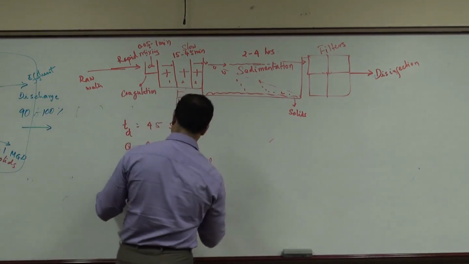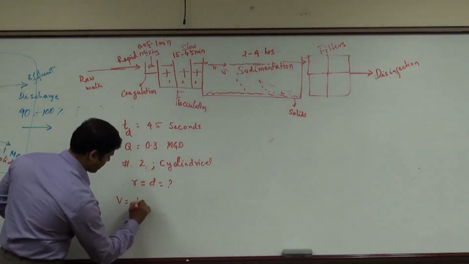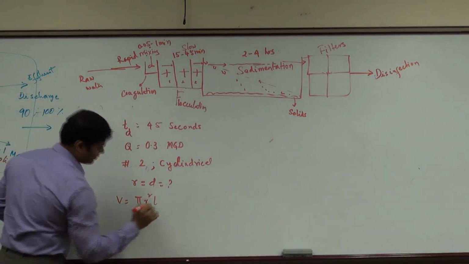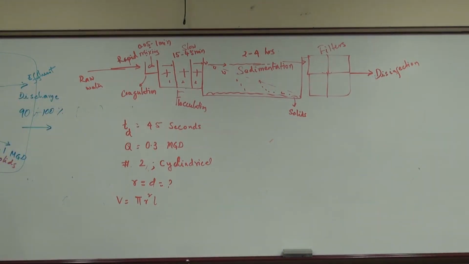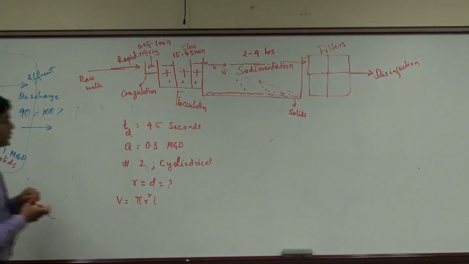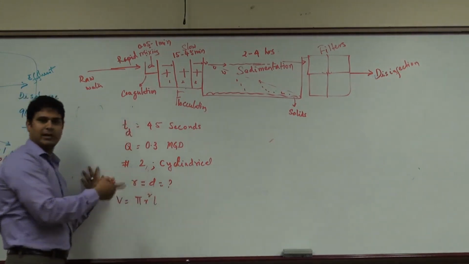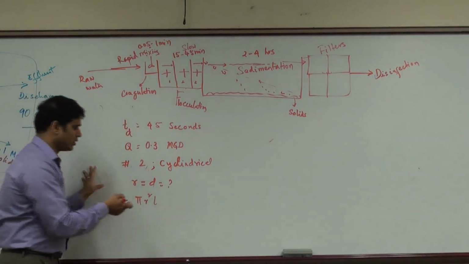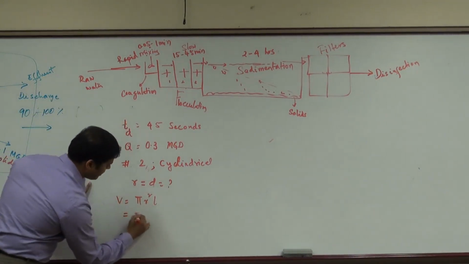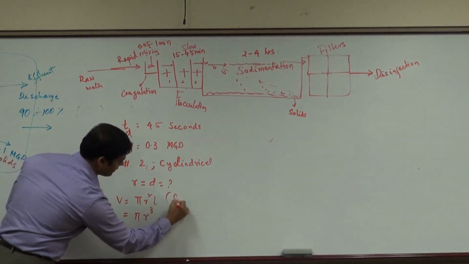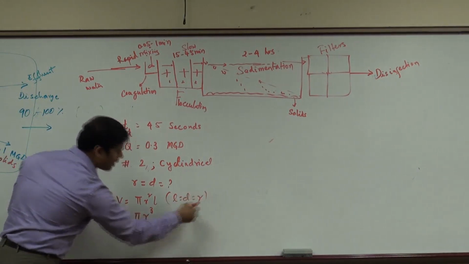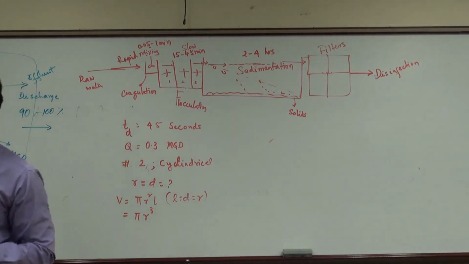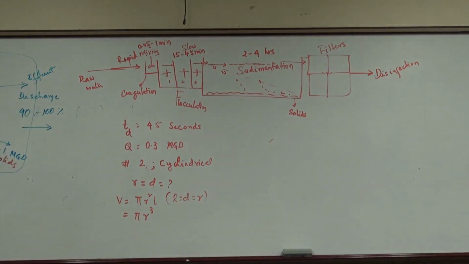First of all, what's the volume of a cylinder? Pi r squared L, right? L is length, but here the length is nothing but the depth of the tank. So I'm going to write it as pi r cubed, because L, the depth D, is nothing but R. That simplifies your problem. So now all you need to know is V.